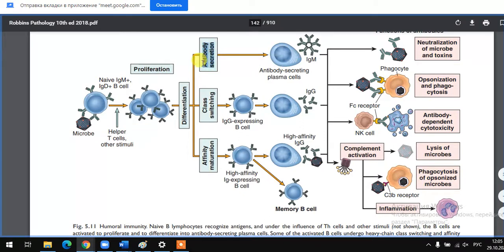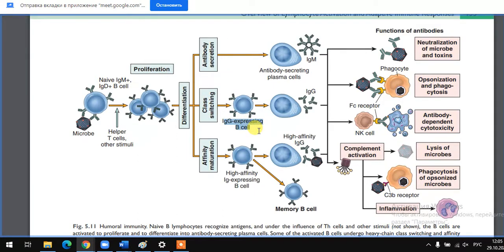function. First, antibody secretion due to microbe activation causes the formation of IgM. So that's a plasma cell which produces the IgM. But sometimes it causes class switching, and this same cell which we used to produce IgM is targeted to produce IgG, which is more attachable, with higher affinity to antigens, and that's an IgG producing plasma cell produced. And then affinity maturation.